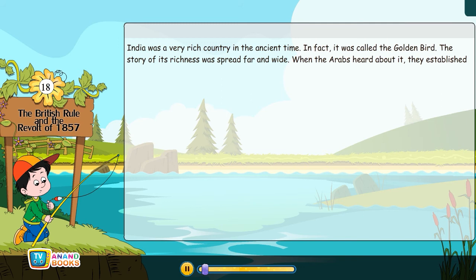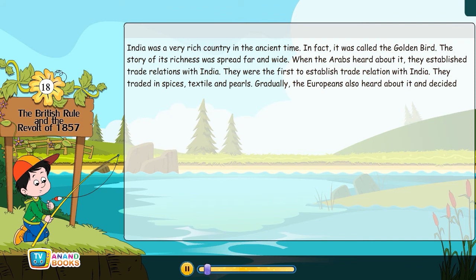When the Arabs heard about it, they established trade relations with India. They were the first to establish trade relation with India. They traded in spices, textile, and pearls. Gradually, the Europeans also heard about it and decided to have a trade link with India.